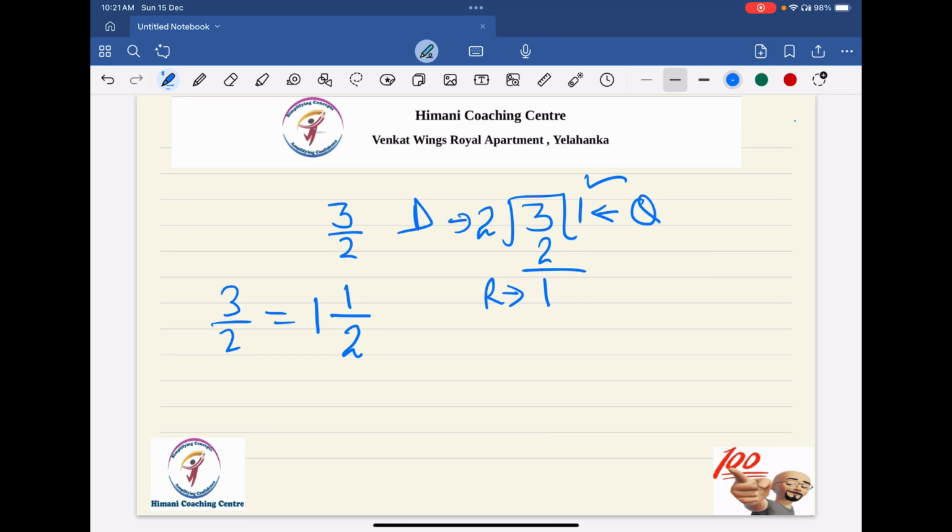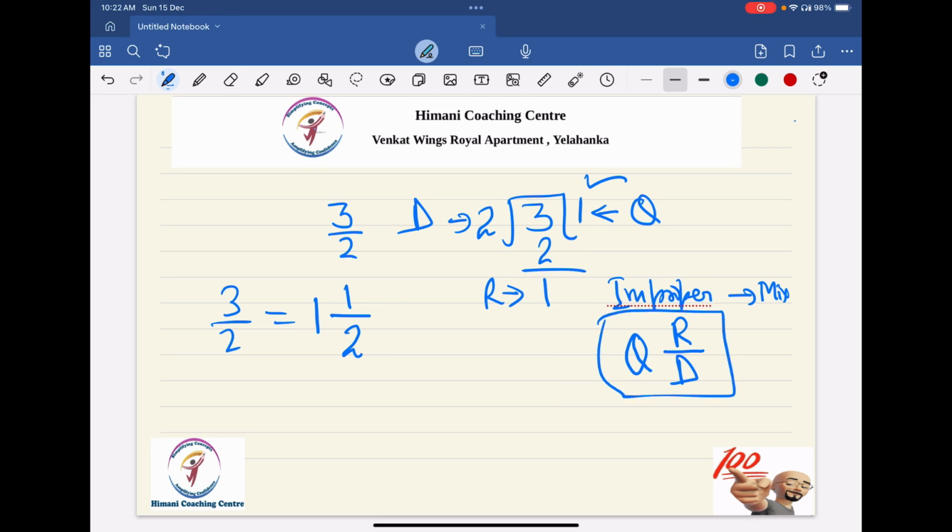So what is the rule to convert an improper fraction to a mixed fraction? You divide and then you write like this: q as the whole number, then r by d. Just remember this. What was the quotient here? 1. Let us change the color. So this is 1, so we write this. Then the remainder is 1, so we write that. The divisor is 2, we write that. So this is what we do. Let us do the color combination here as well: Q, R and D.